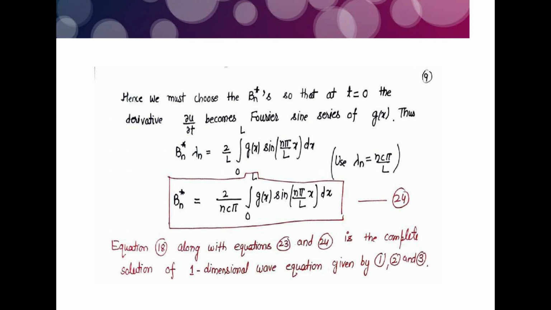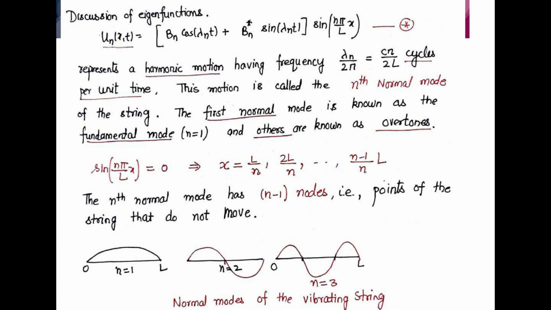Here I am putting the value of lambda n, which is n c pi upon L. Take it on the right hand side, simplify this. Finally we have capital Bn star as 2 upon n c pi integration 0 to L g of x sine n pi over L x dx, equation number 24. So equation number 18 along with equation numbers 23 and 24 with capital Bn and capital Bn star is the complete solution of the one-dimensional wave equation given by partial differential equation 1, boundary conditions given by 2 and initial conditions given by 3.